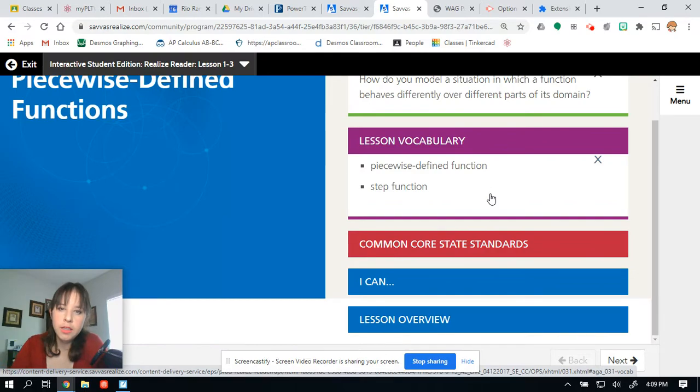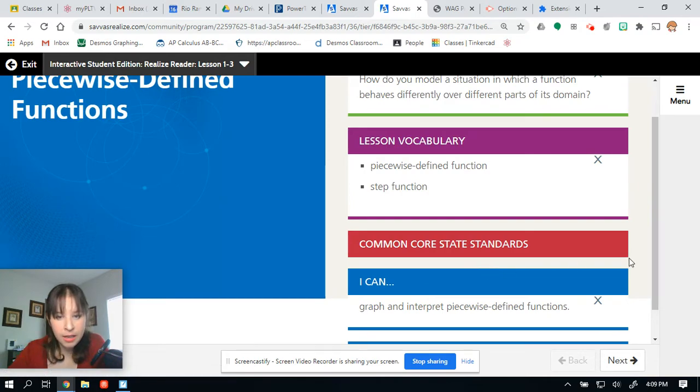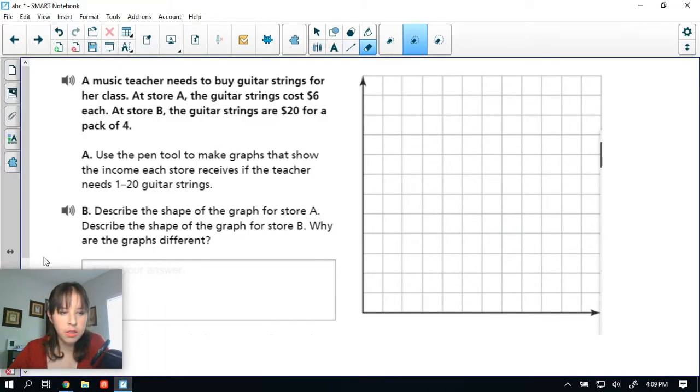So in this lesson, vocabulary is the piecewise defined functions and step functions. And at the end of this lesson, you should be able to graph and interpret piecewise defined functions. So I'm going to jump over to my smart notebook. This is the first question. I think it's the discuss and model question. And we will go over this one.